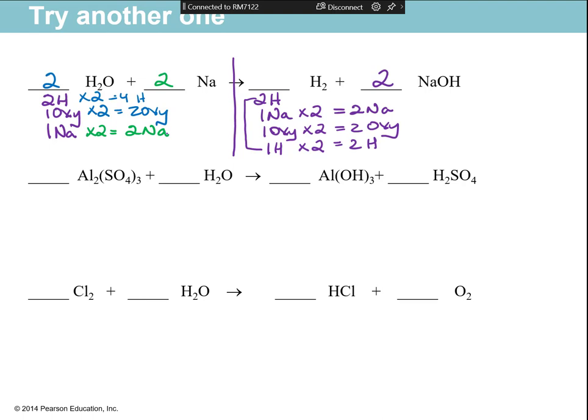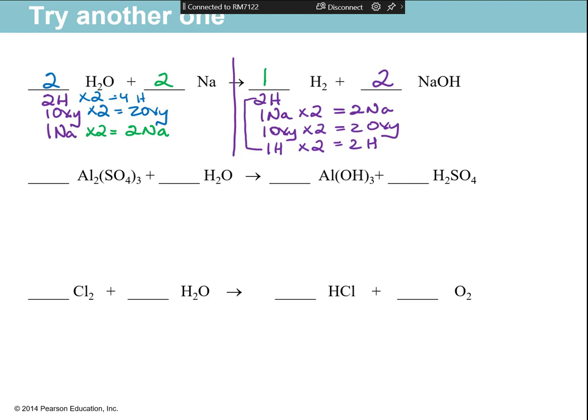Then double check. Do I have 2 oxygen, 2 oxygen? Yes. 2 sodium, 2 sodium? Yes. Total number of hydrogen on the left is 4. Total number of hydrogen on the right is 4. Okay? And so that one that I didn't put anything in front of, this is a 1. Okay? We're doing another one.